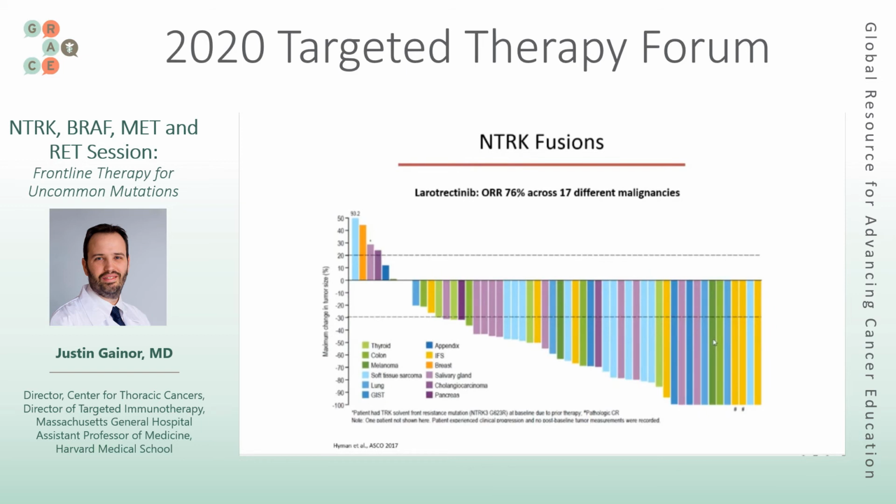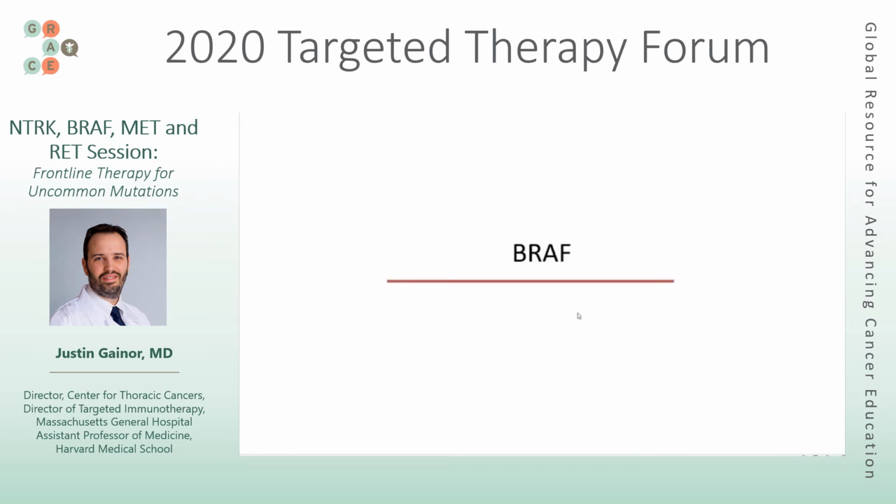The other TRK inhibitor is larotrectinib. It was the same type of design where various different tumors, actually 17 different tumors. Very nice waterfall plot. So both of those drugs are now approved, and I would argue it would be the standard of care for patients with NTRK fusions. The important thing is actually finding those genetic alterations.